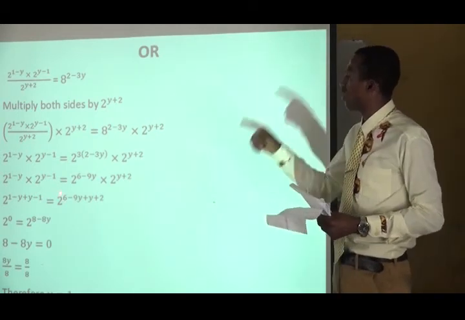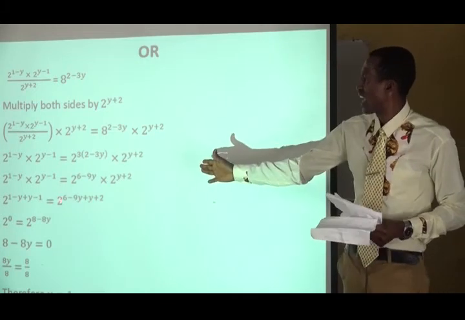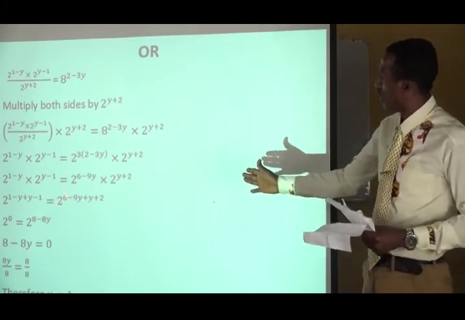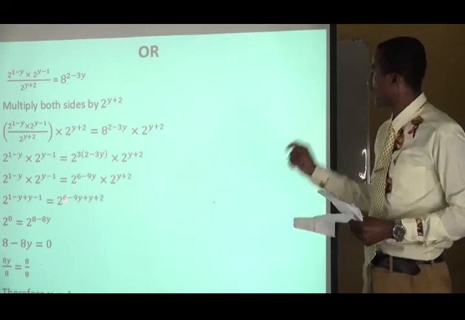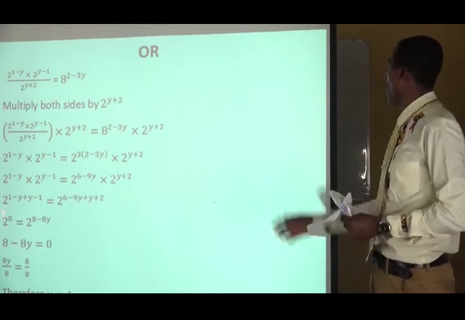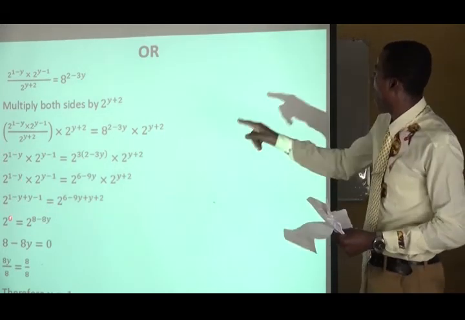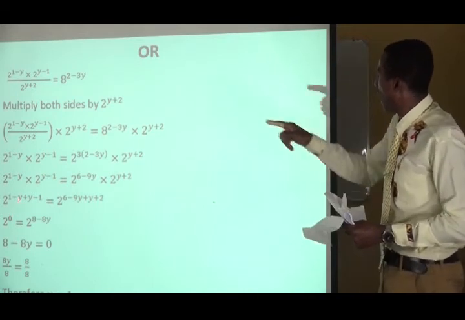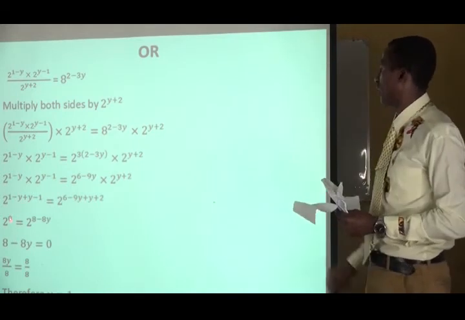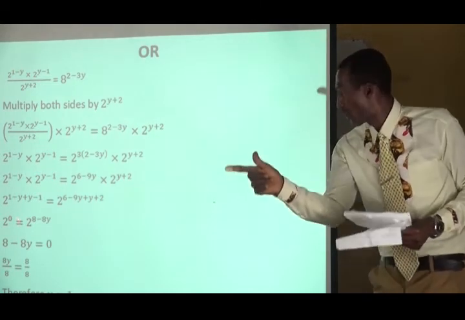The right-hand side also obeys the first law of indices, which is multiplication. And the common base there is 2. So we write 2 as the common base, and we sum up the powers, which is 6 minus 9y plus y plus 2. So by simplification of the powers on the left-hand side, 1 minus 1 gives us 0, and minus y plus y also gives us 0. So that gives 2 to the power of 0 plus 0, which is 2 to the power of 0.